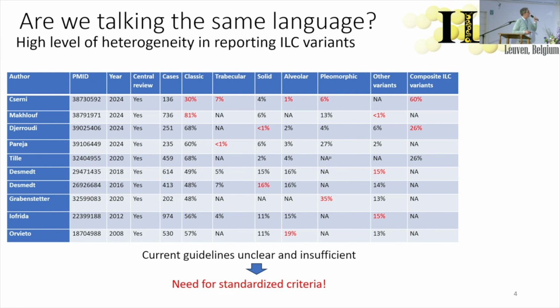This is a table that I prepared for another occasion, in which we can see high variation even in the most common classic subtype of prevalence in the different studies. These highlight that the current guidelines are unclear and insufficient to capture this difference. So we actually need standardized criteria.